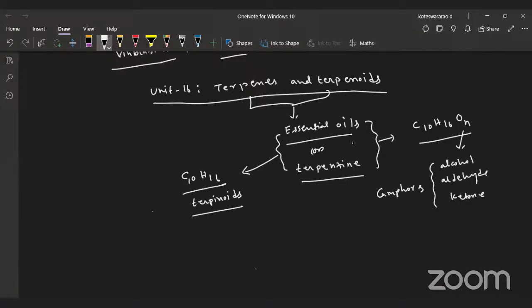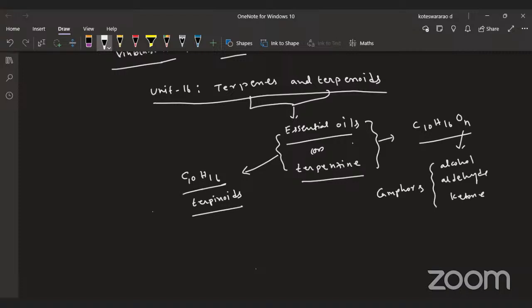These are known as camphors. But as time progresses, the discovery of these compounds is increasing. To cover all these compounds, there is a need to modify the definitions of these terms, that is, terpenes, terpenoids and camphors. Again, I'm repeating: the discovery of these compounds is increasing with time, so we modify the definition of these terms and the molecular formula.